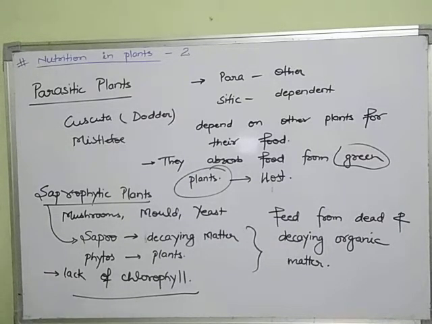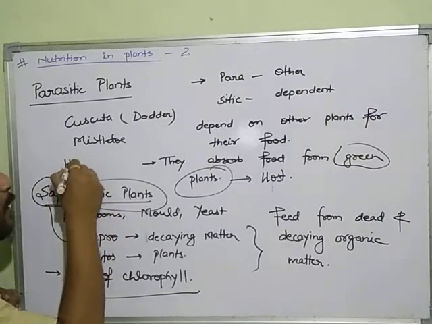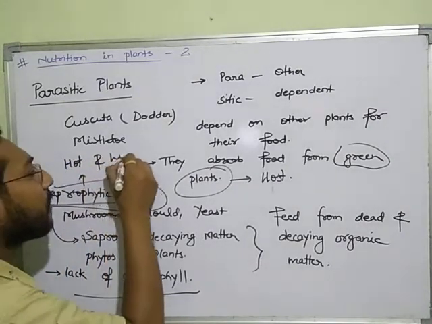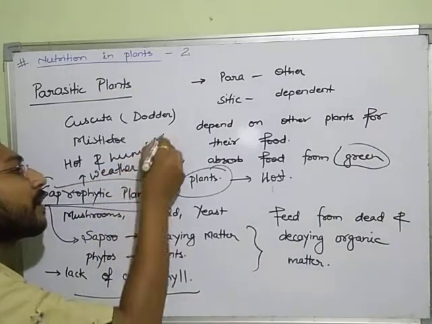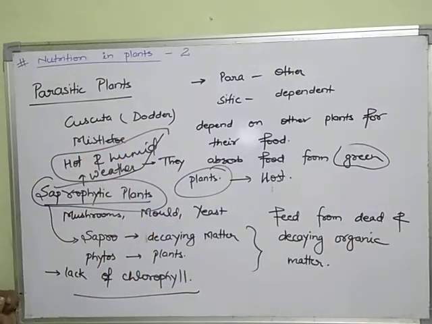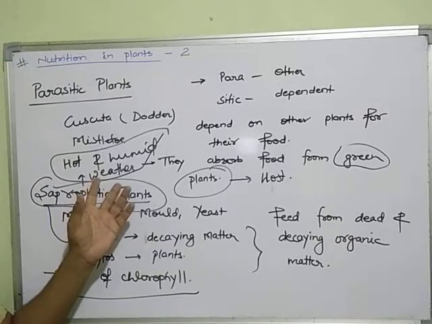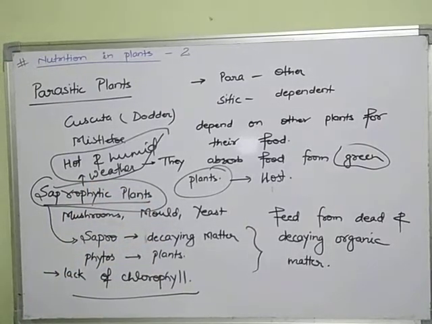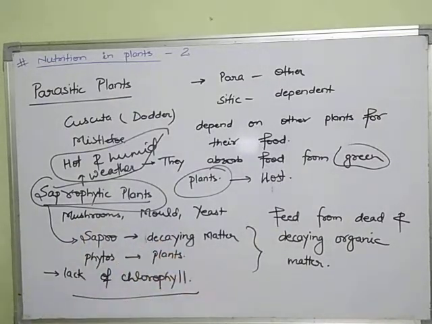One more thing which is favorable for these saprophytic plants is hot and humid weather. The most favorable conditions for these plants are hot and humid weather. It favors the growth of fungi, and fungi can be seen during the rainy season. So what are the examples of saprophytic plants? Mushrooms, mold, and yeast. These are the examples.